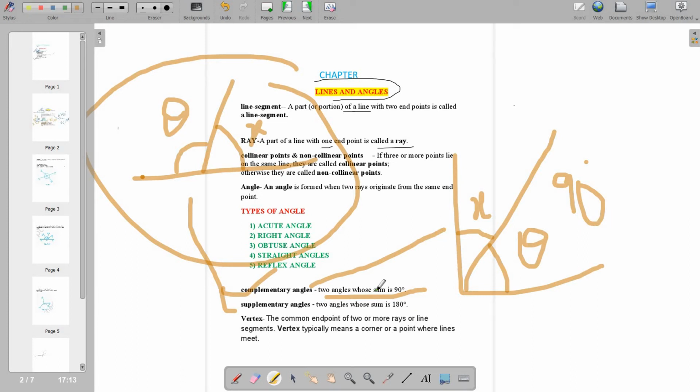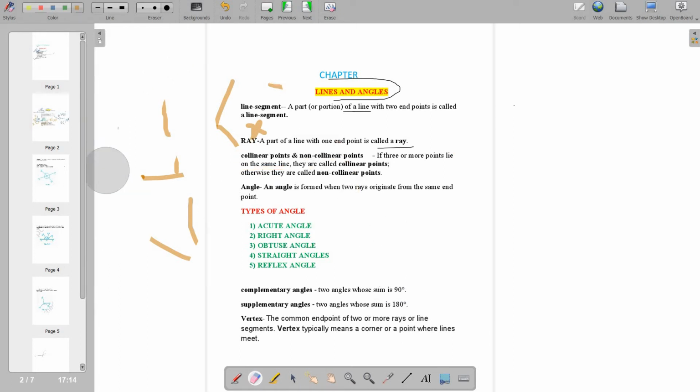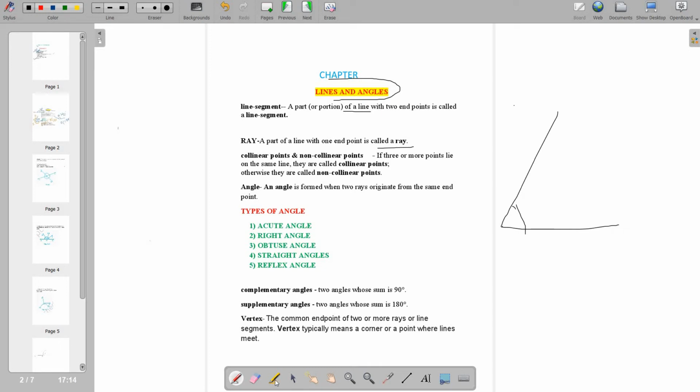What is the vertex? This is an important point. The vertex is the common endpoint of two or more rays or line segments. This means the common endpoint of two rays or line segments is called the vertex. This is the vertex of the angle.